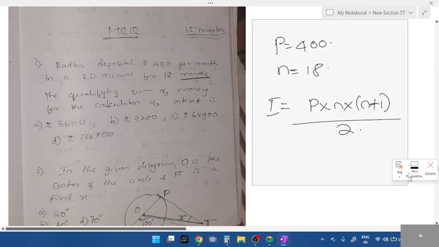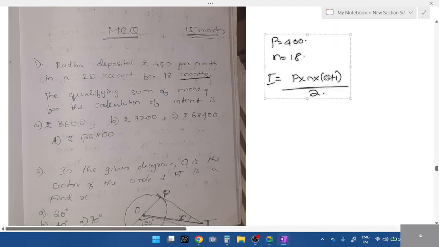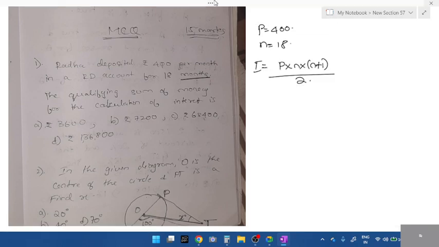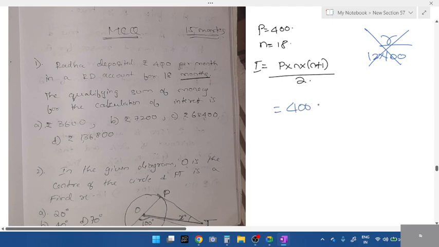I've given the formula, Naomi, still you are giving wrong answers. What did I tell you all, students? You're not supposed to take R divided by 12. Don't take 12, just do this: 400 into 18 into 19 divided by 2. That is 200.